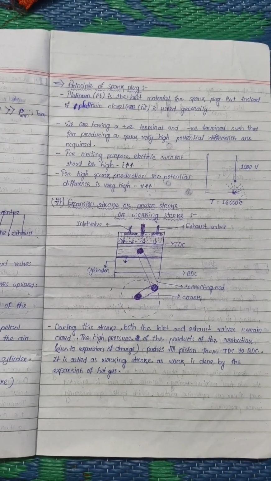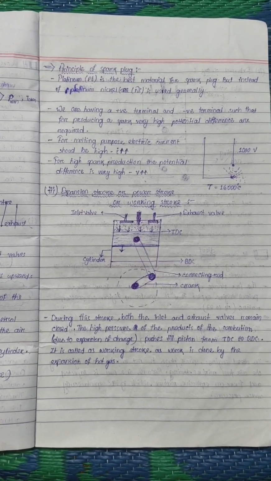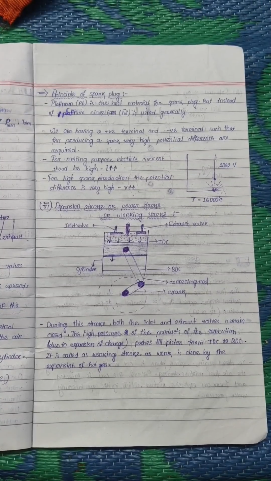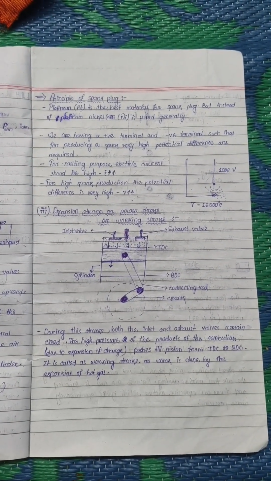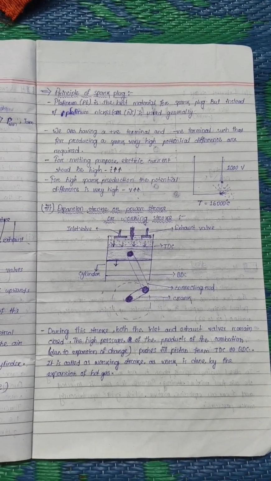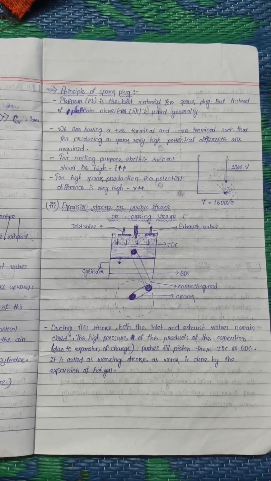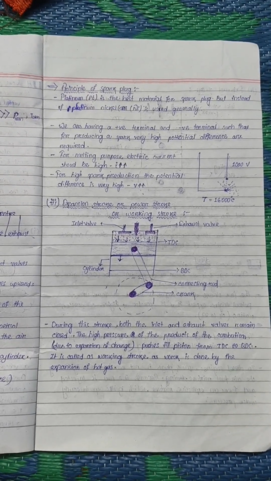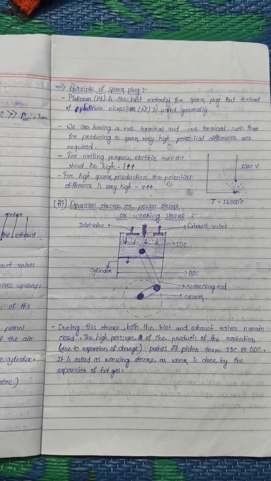Then we have the expansion stroke or power stroke, also known as the working stroke. During this stroke, both the inlet and the exhaust valves remain closed. The high pressure of the products of combustion due to the expansion of charge pushes the piston from TDC to BDC. It is called the working stroke as work is done by the expansion of hot gases.